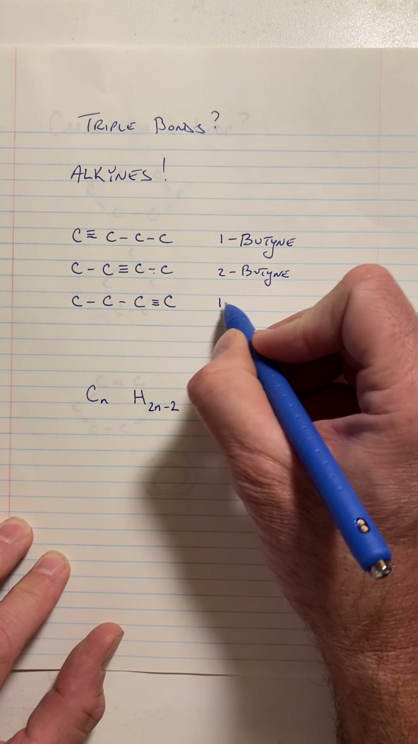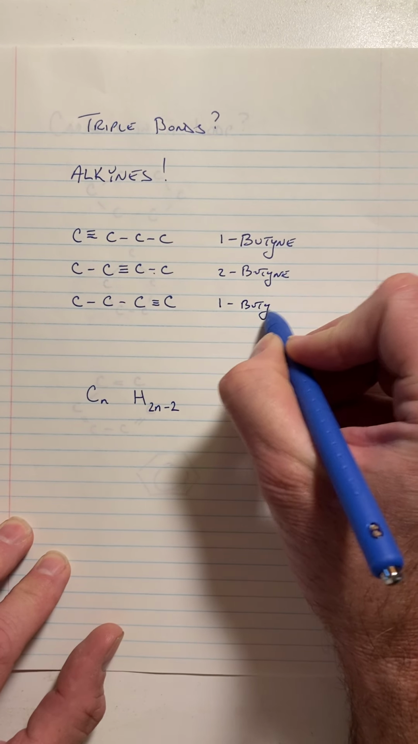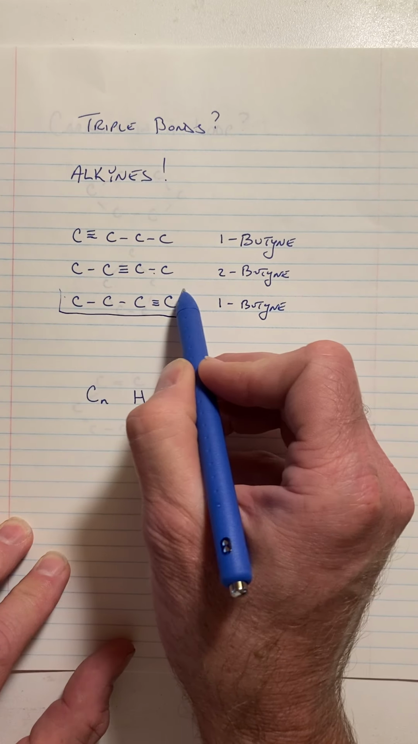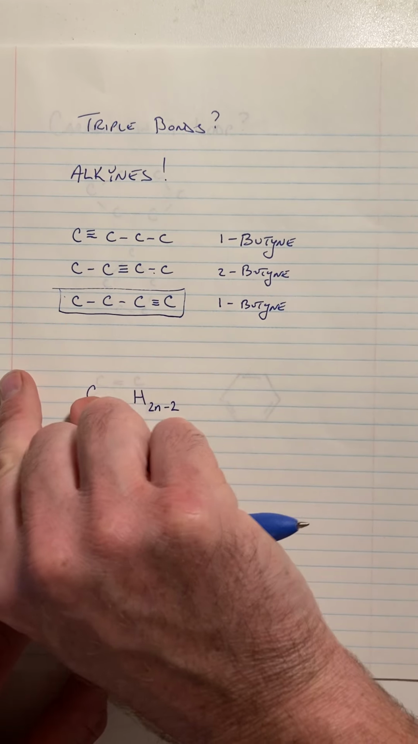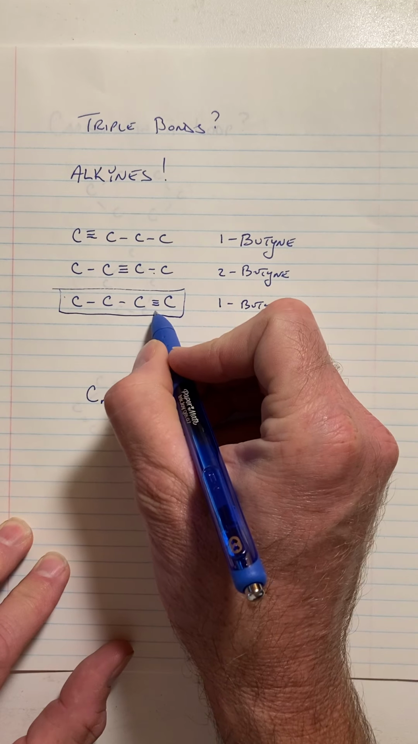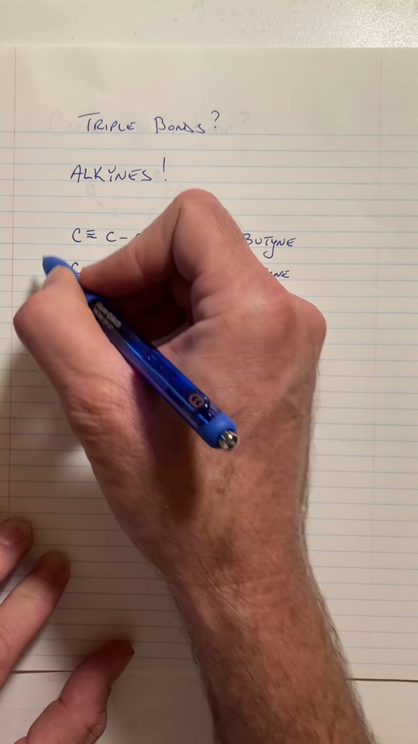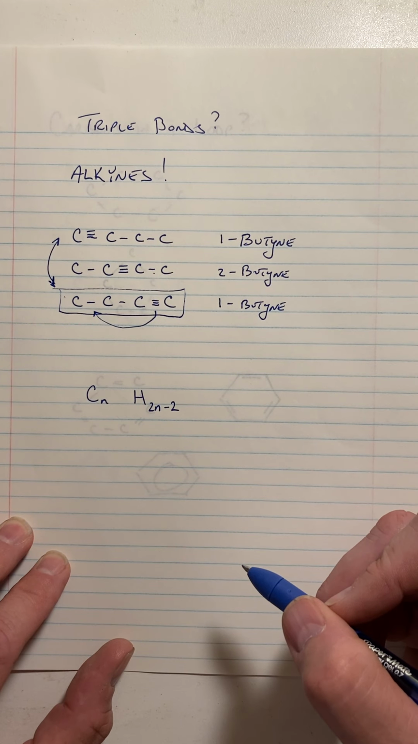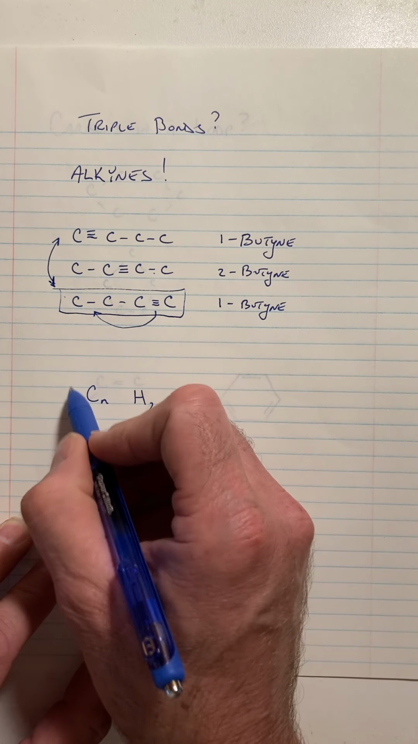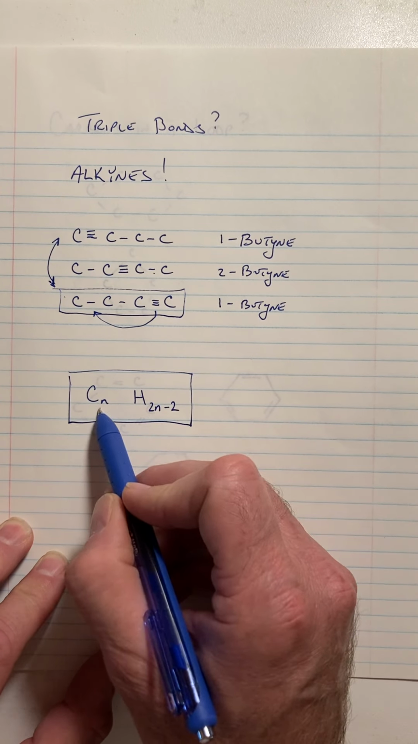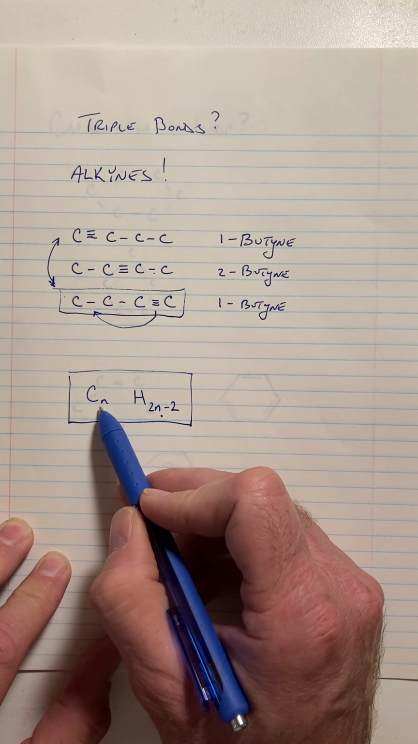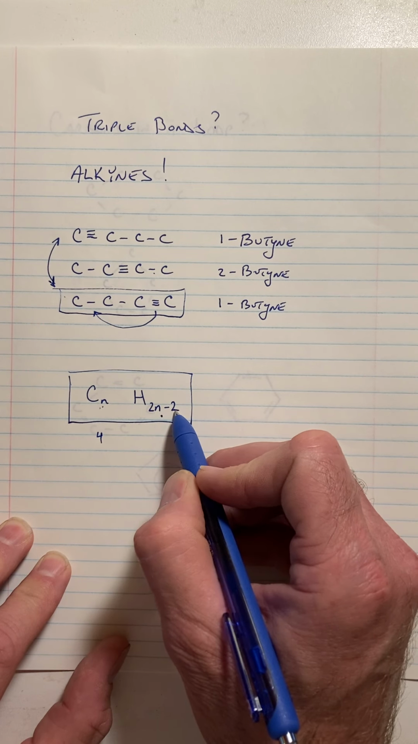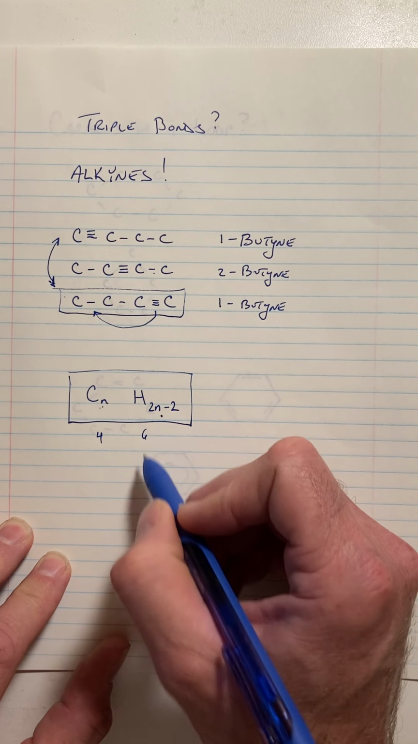Remember, you always want to give the lowest possible address, because this molecule, if I picked it up and flipped it over, this bond would appear over here. So these two molecules are the same molecule. It's just 1 butyne. They also have a relationship between their carbons and their hydrogens. If you had 4 carbons, you would say 4 times 2 is 8, minus 2 is 6. You would have 6 hydrogens.